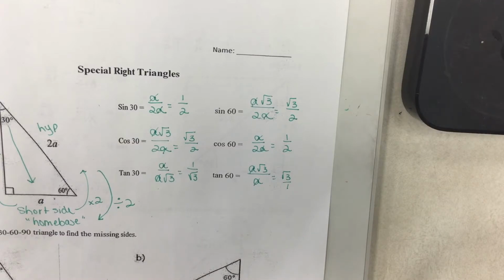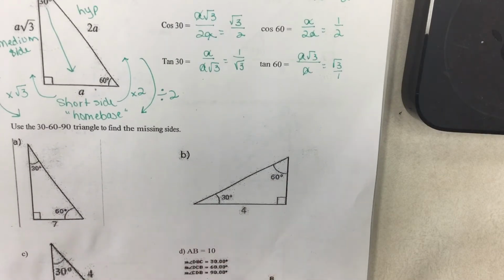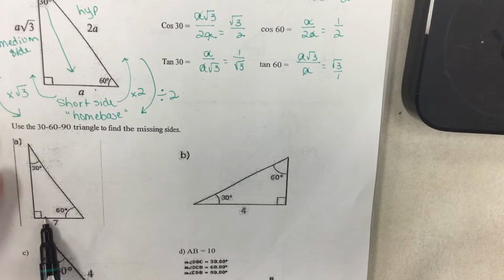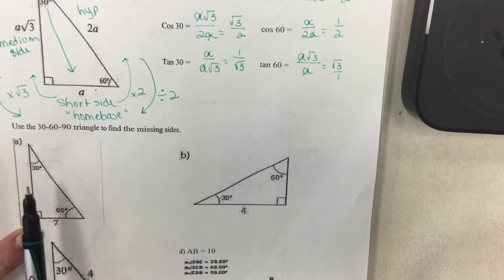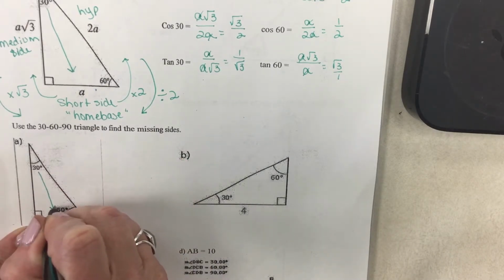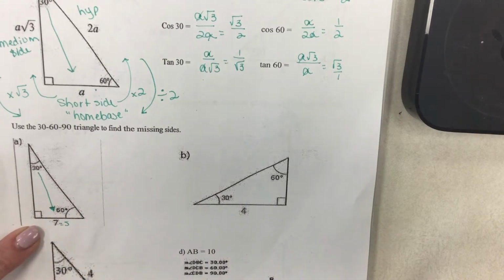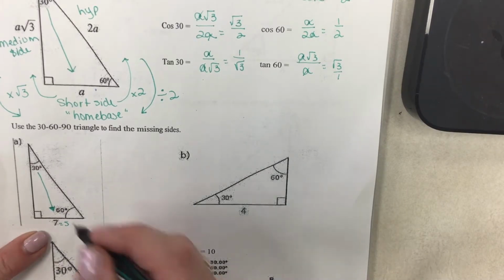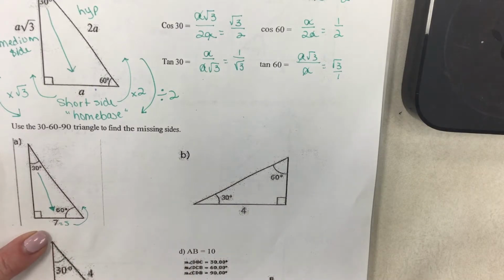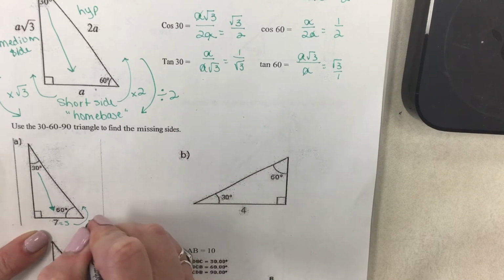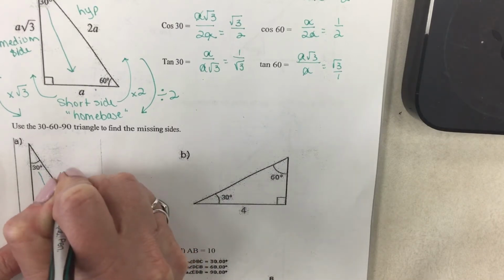Everybody have that? Okay, so we have A. I've got a 30, 60, 90 degree triangle. And I want to find my home base. I want to find the short side that is opposite the 30 degrees. Lucky for us, it's 7. It is given. So I'm very straightforward. If the short side is given, I can just move right on to get to the hypotenuse. From the short side to the hypotenuse, I multiply by 2. So the hypotenuse becomes 14.